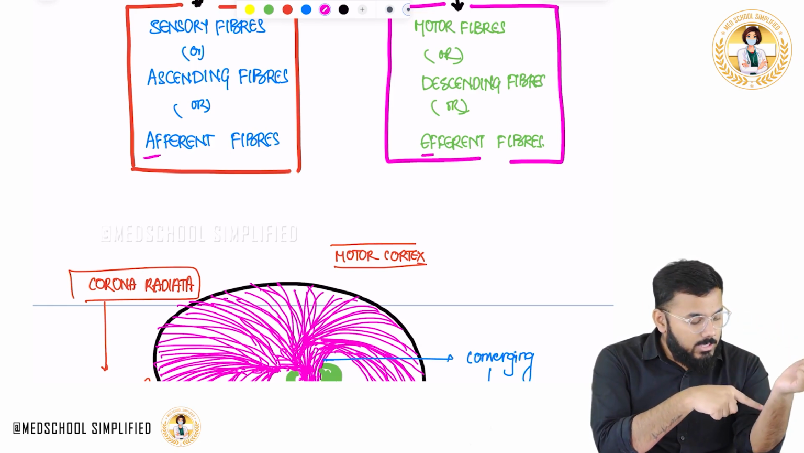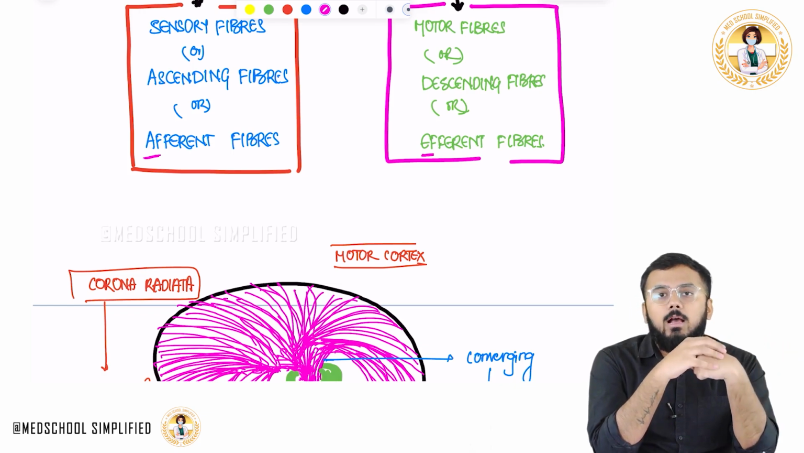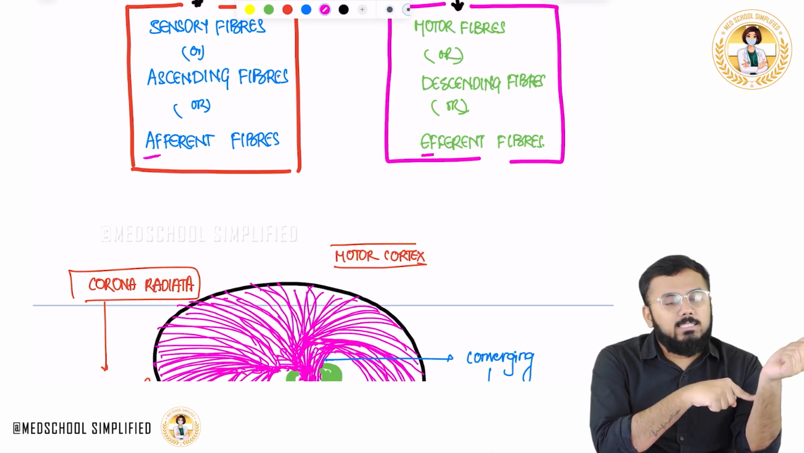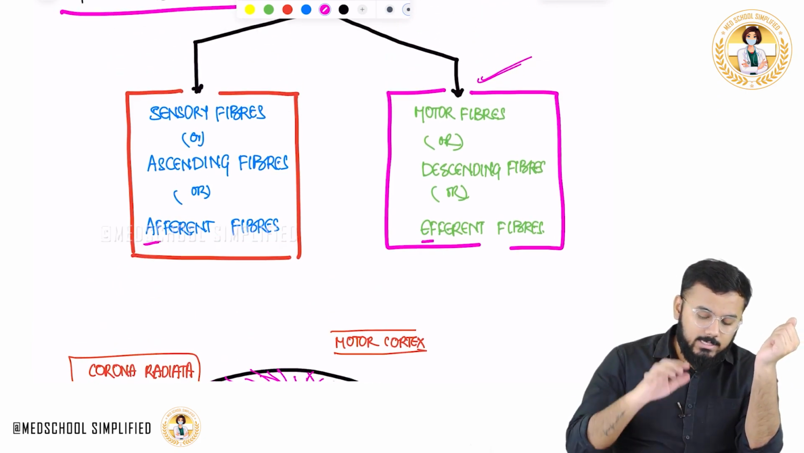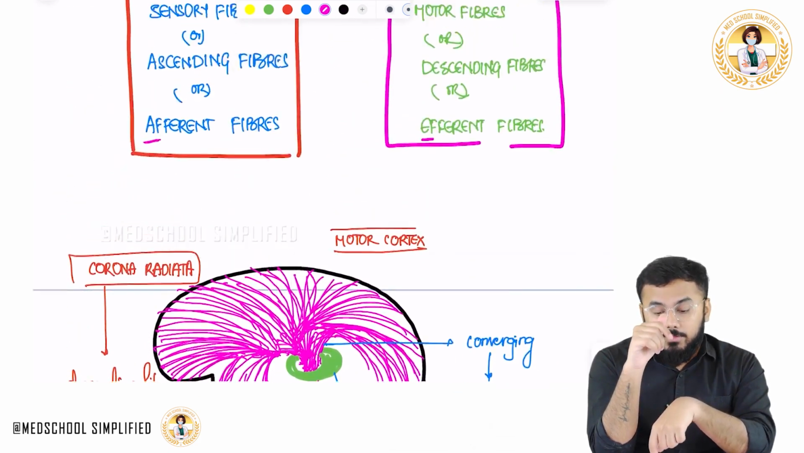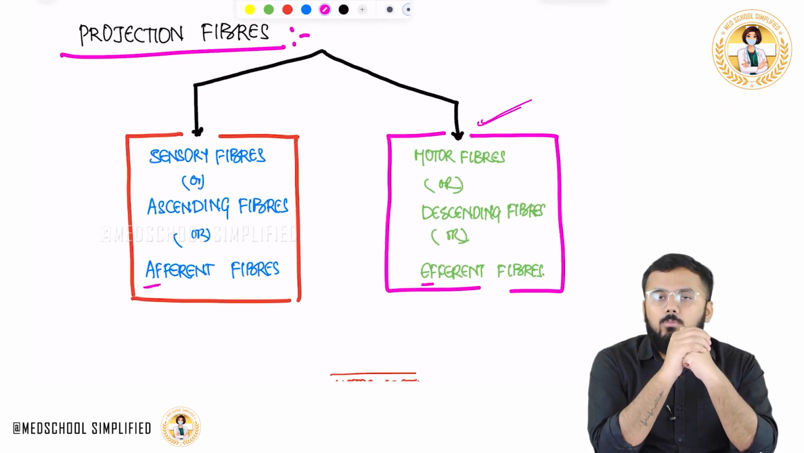So those fibers which are taking up the information there are called ascending fibers. So these are the ascending fibers. They are taking sensory information, so that is why they are also called sensory fibers. Next, the fibers which I have drawn right now are called descending fibers or motor fibers.